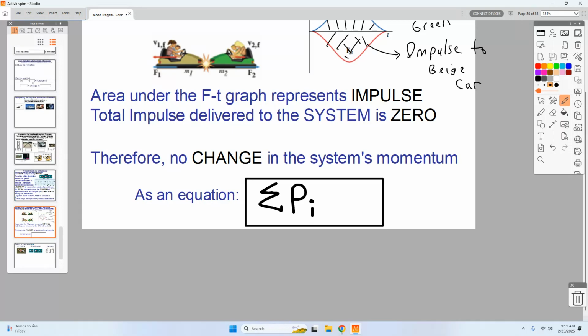Symbology: the thing on the left is saying the sum of the momentum initially. It's the Greek letter sigma for summation. P represents momentum, and it could be a collection of objects. In this case, the 2 cars. In the previous example, it was the 2 billiard balls. Whatever I start with is what I end with. Whatever momentum I have to begin with, the momentum afterwards has to be the same.